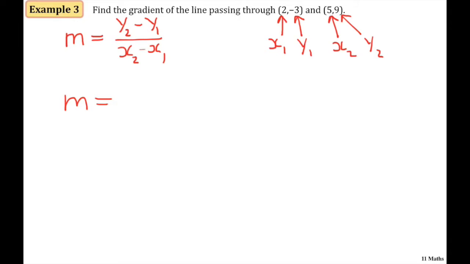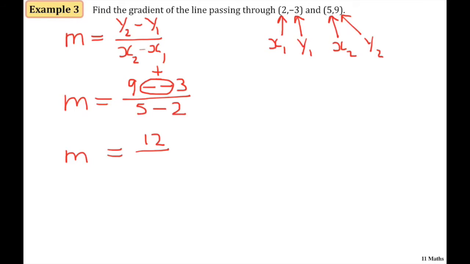M is going to equal the y value of the second point, which is 9, minus the y value of the first point, which is minus 3, over the x value of the second point, which is 5, minus the x value of the first point, which is 2. So the gradient will equal 9 minus minus 3, which is the same as 9 plus 3, so I get 12 over 5 take 2 is 3, and 12 over 3 is 4. So the gradient of the line that passes through those 2 points is equal to 4.